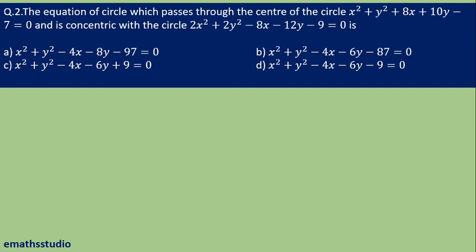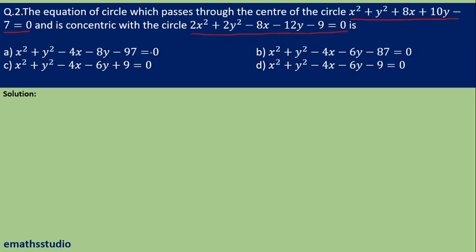Here is the second one. The question is: the equation of the circle which passes through the center of the first circle, x square plus y square plus 8x plus 10y minus 7 is equal to 0, and is concentric with this circle.